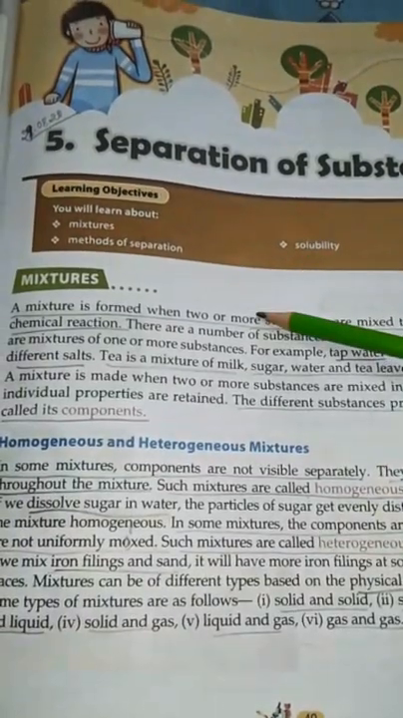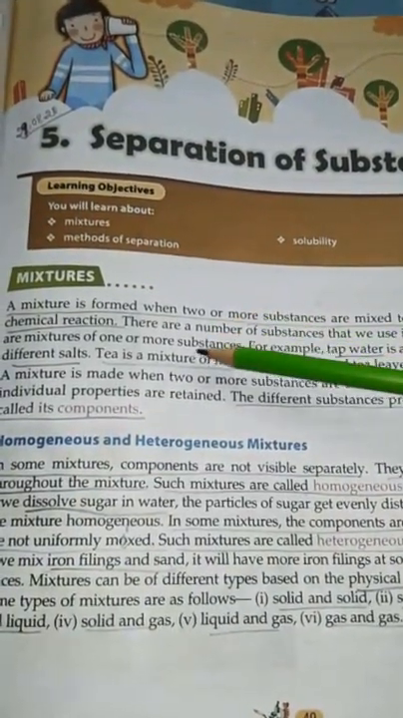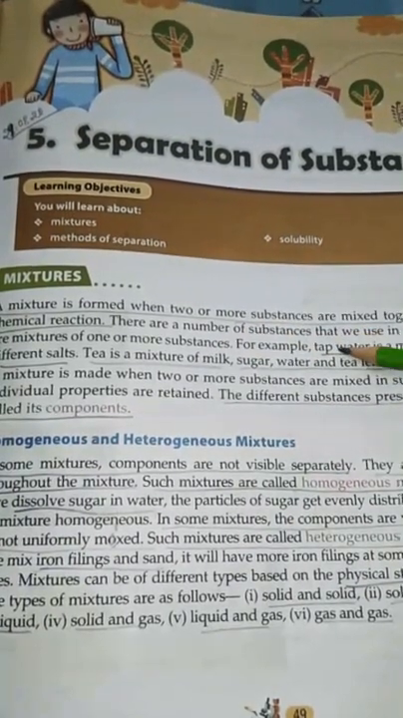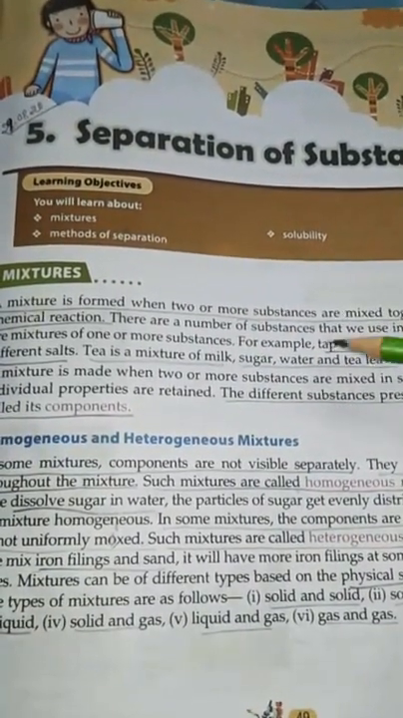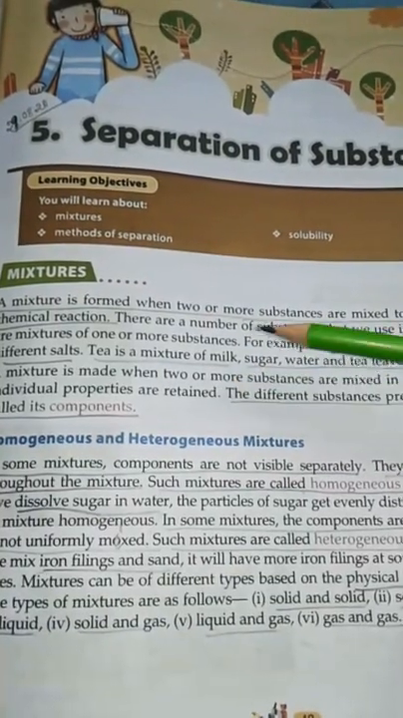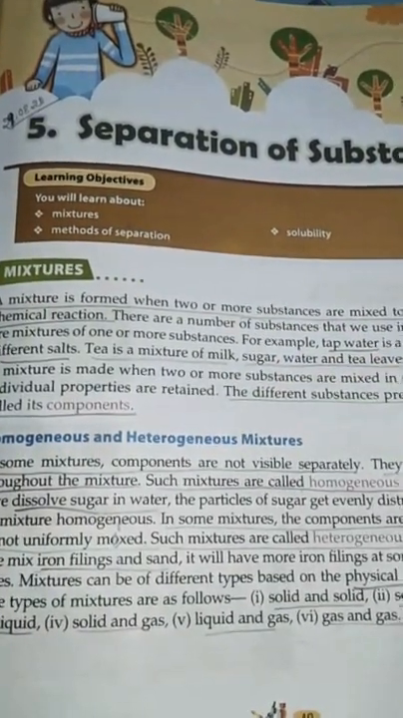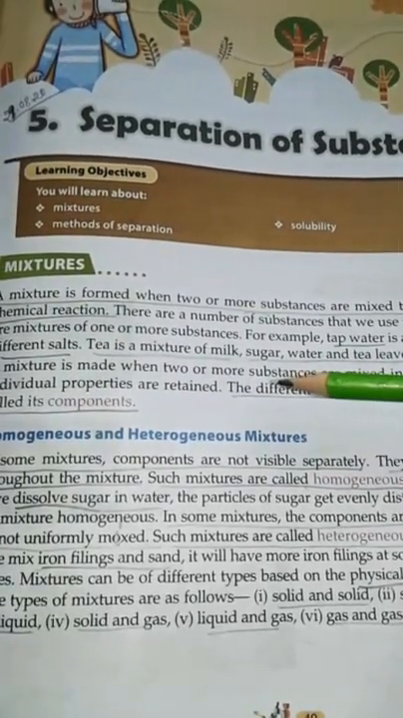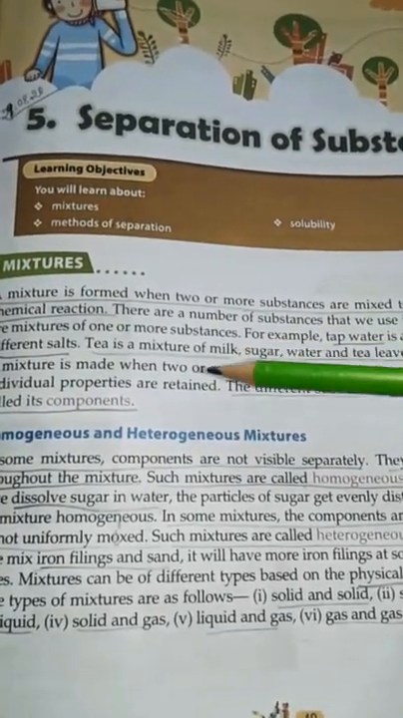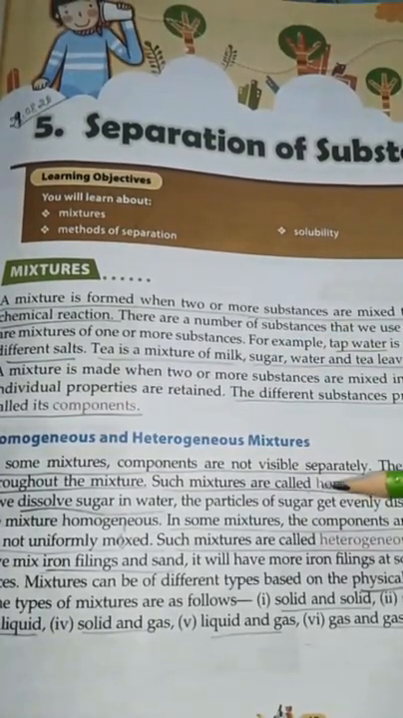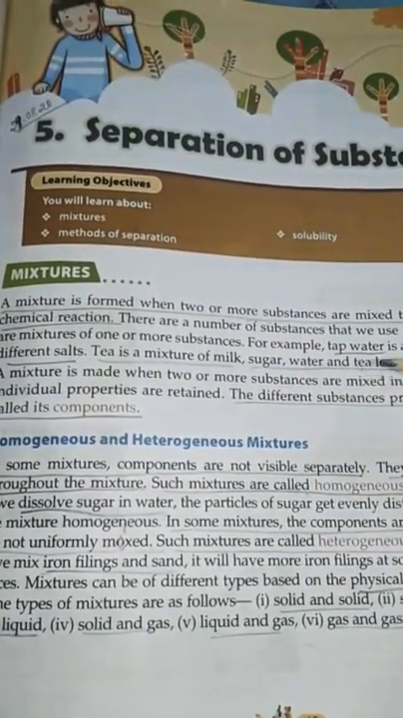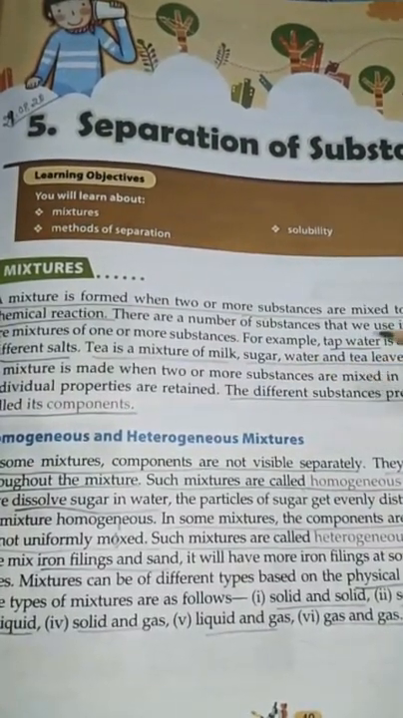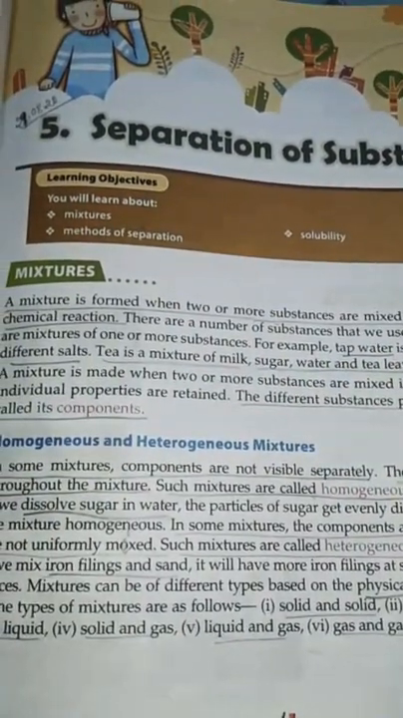Let's start with mixtures. A mixture is formed when two or more substances are mixed together without any chemical reaction. The different substances present in a mixture are called its components. For example, tea is a mixture of milk, sugar, water and tea leaves. Here milk, sugar, water and tea leaves are the components.